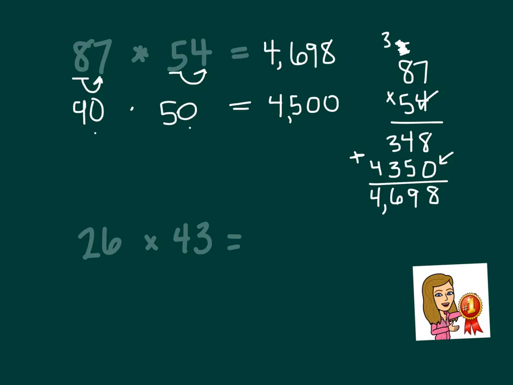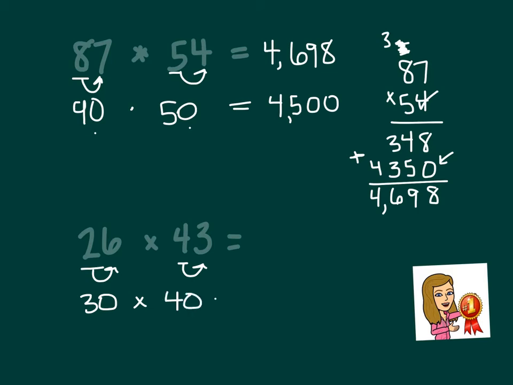Let's try it again on these bottom two numbers. This one is 26 times 43. 26, when you're thinking about numbers, and again when you're rounding, 26 is closer to 30 than it is to 20, and that 6 would bump that 2 up to a 3. So 30 times, and then 43 is closer to 40, because that 3 will not bump up my 4. So that's closer to 40.